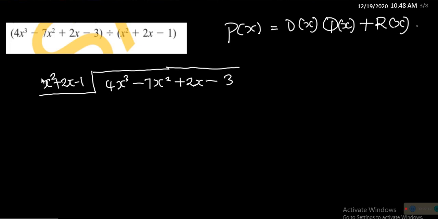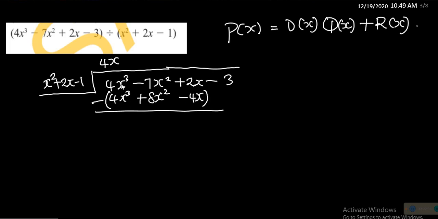So the term we are going to use to divide here is x squared. So x squared in 4x cubed, we have 4x. Multiplying, 4x times x squared gives 4x cubed, 2x times 4x gives plus 8x squared, and minus 1 times 4x gives minus 4x. So we will subtract all of this from here. We cancel the 4x cubed. Minus 7 minus 8 will give us minus 15x squared, and minus times minus is plus, so 2 plus 4, we have 6x.